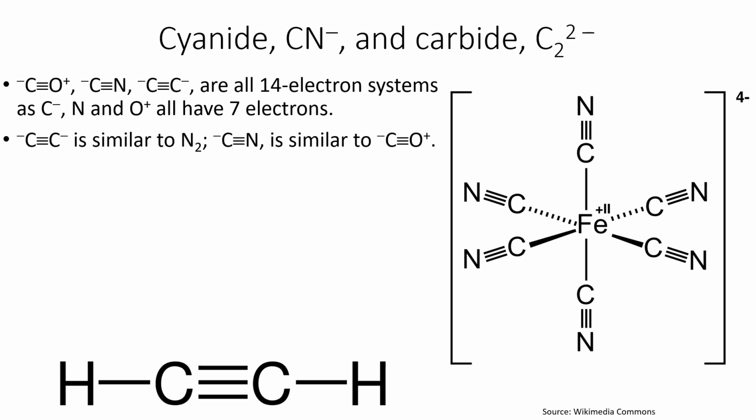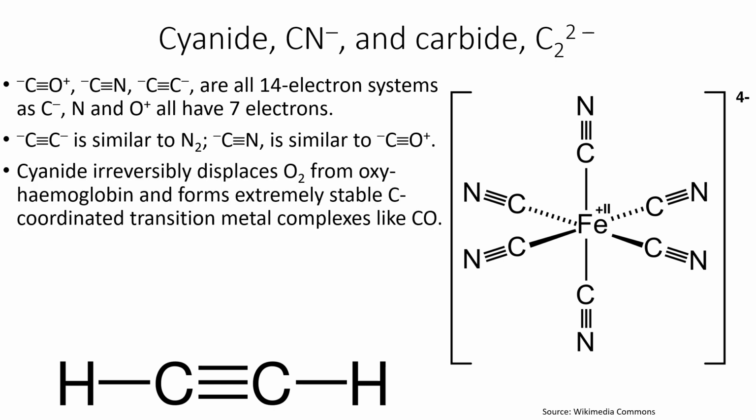In fact, the acetylide or carbide, C2 2-, is really very similar to nitrogen. We could say that's isoelectronic, so the MO diagram would look extremely similar. Likewise, cyanide will be extremely similar to carbon monoxide: same number of electrons, heteronuclear, diatomic, so the MO diagrams will look very similar indeed. And of course, cyanide and carbon monoxide do have quite a bit in common.